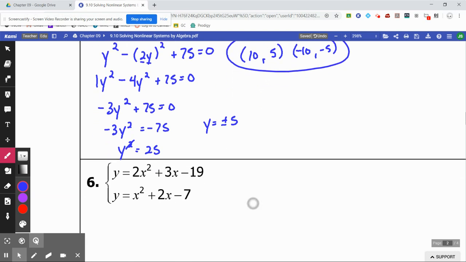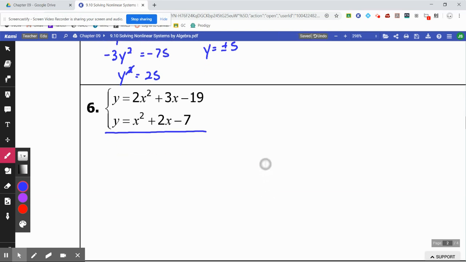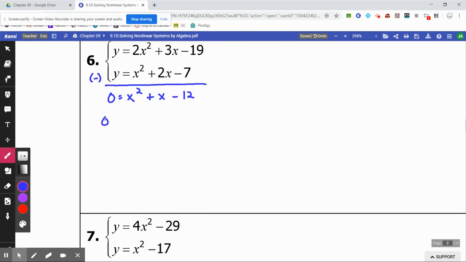Okay, number 6. Since you have just y and y, we can solve this by using elimination, since we hadn't done that in a while. These are already lined up perfectly, so to get rid of the y's, we're going to subtract the 2 equations. y minus y gives you 0. 2x squared minus 1x squared gives you 1x squared. 3 minus 2 is 1x. Negative 19 minus minus 7, that's negative 19 plus 7 would be a negative 12. So that was kind of quick and easy. Let's factor.